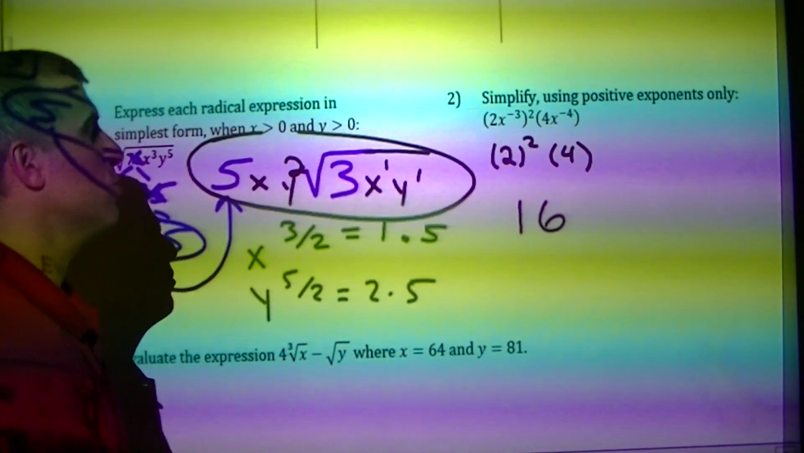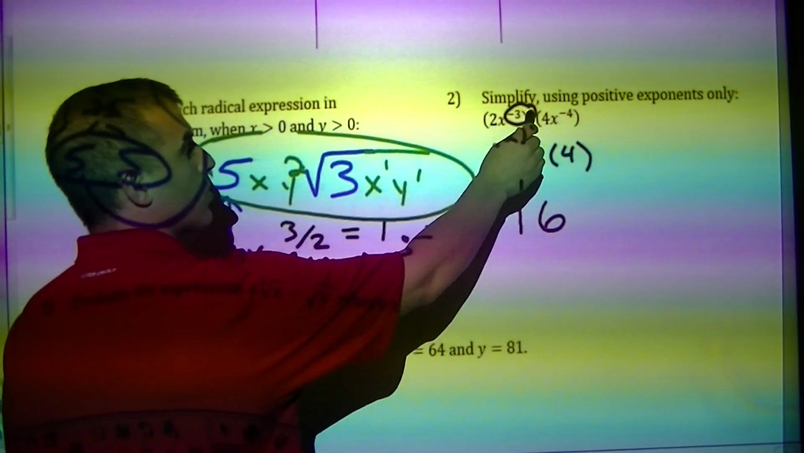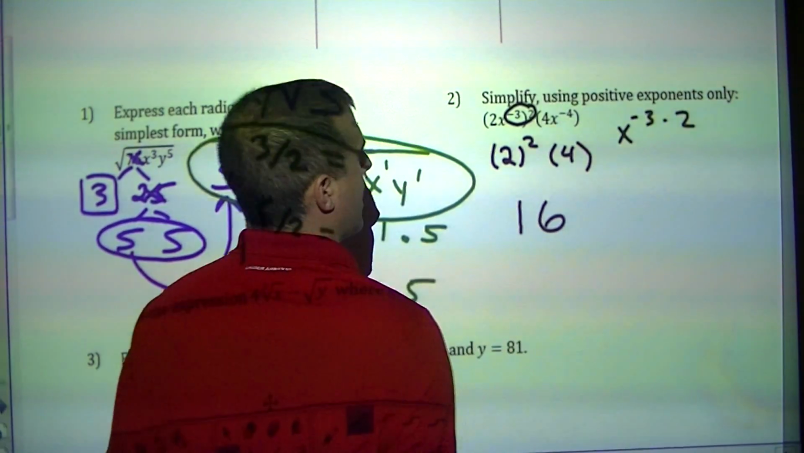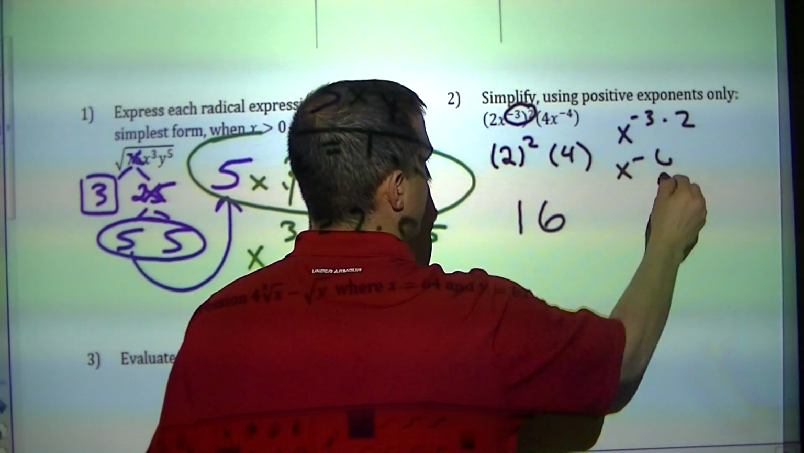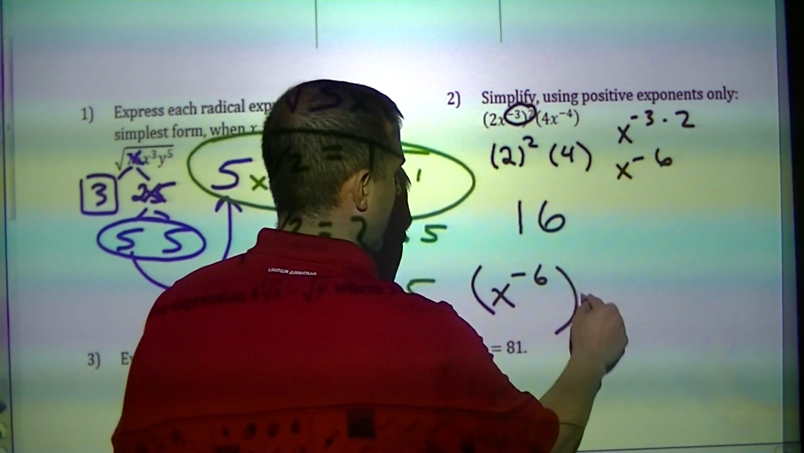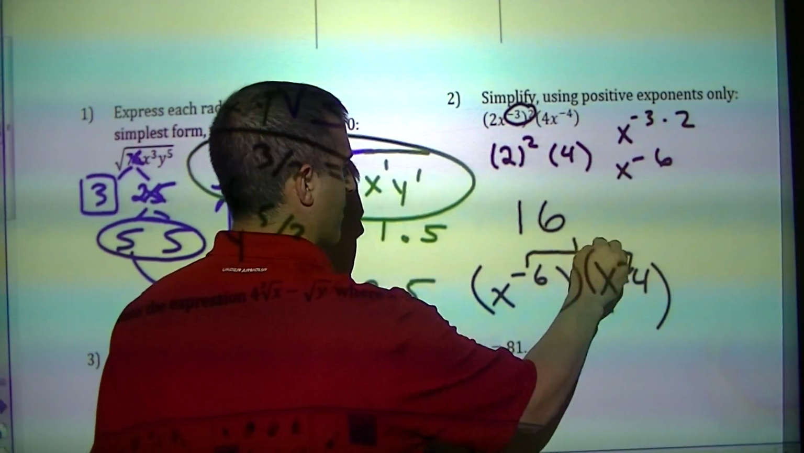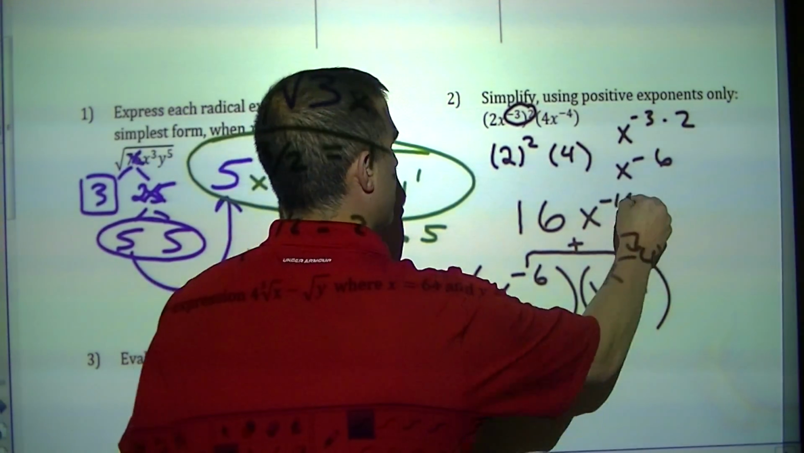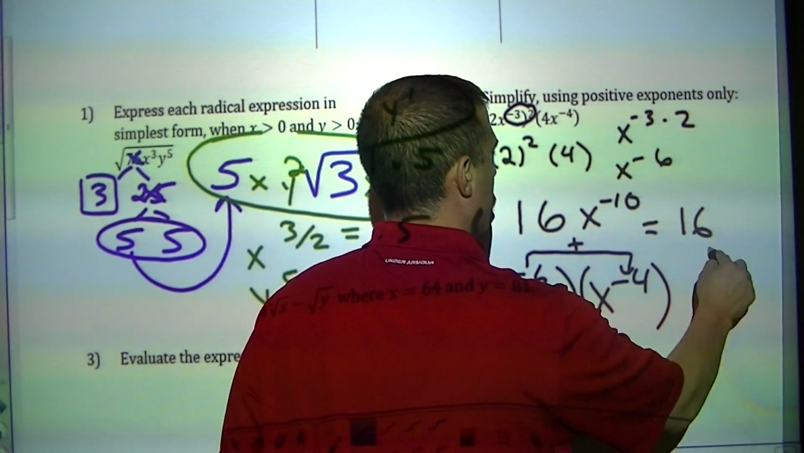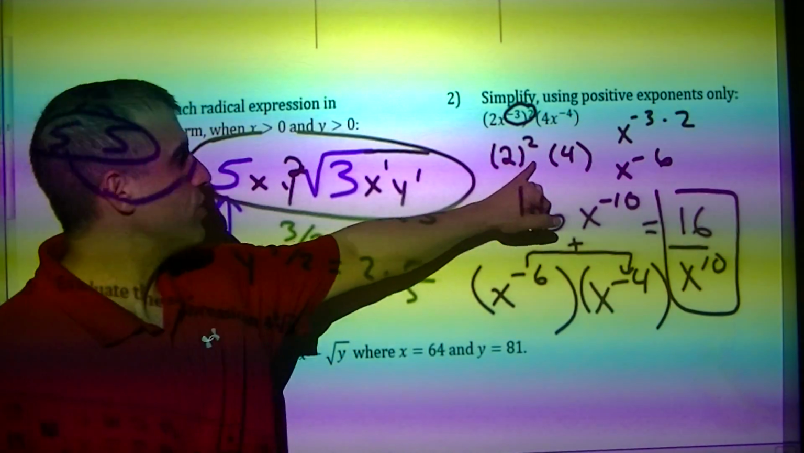Now, a couple rules here. This right here is a raising rule, so I'm going to multiply 2 times -3, which is x to the -6. I've got x to the -4 here. When they're next to each other, I'm going to add these, so that gives me x to the -10. Now, what I do with negative exponents is that goes underneath, and my final answer is going to be 16 over x to the 10.